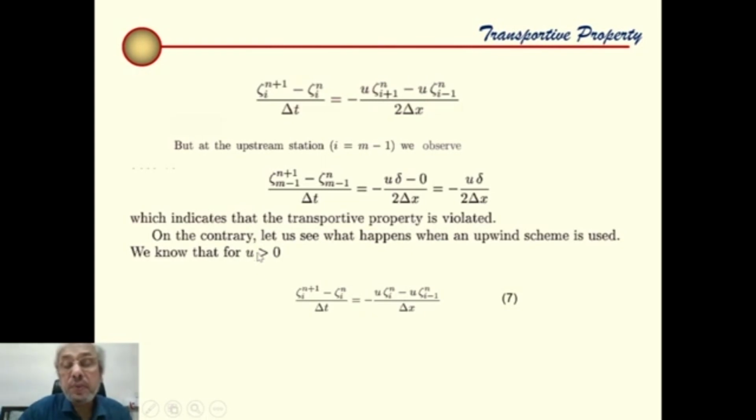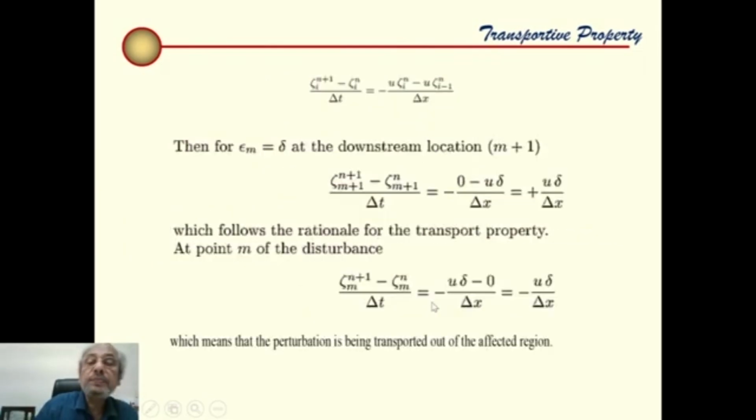Now what we said, if U is positive, then it will be backward difference. So for positive U, we have to involve a point which is behind, which is basically the upstream point. So (U zeta i minus U zeta i minus 1) by delta x for U greater than 0. So for positive U, we involve the upstream point or the backward difference. Then we can write this form.